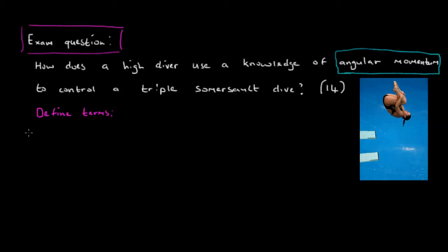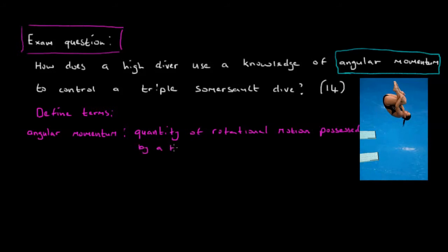Well, first of all, we want to say what angular momentum is. So let's define it. Angular momentum is the quantity of rotational motion possessed by a body. So it's how much something spins, or its tendency to spin. So there's our first point.